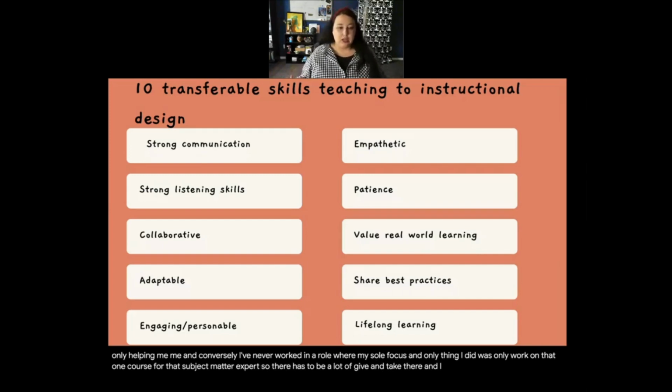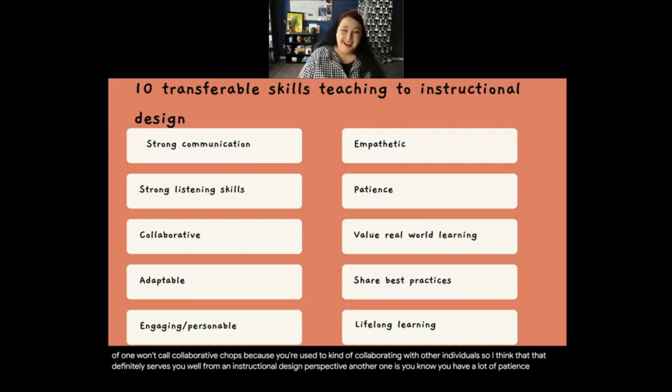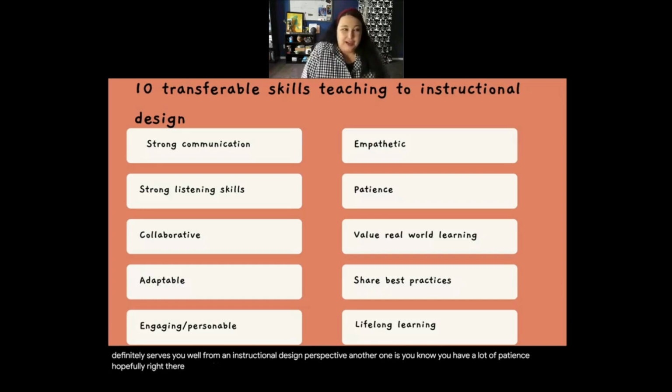And I do think that teachers have a lot of what I'm going to call collaborative chops, because you're used to collaborating with other individuals. So I think that definitely serves you well from an instructional design perspective. Another one is, you have a lot of patience, hopefully, right? There's a different issue that pops up in the classroom on a day-to-day basis. You likely have to think quickly on your feet to get things done.